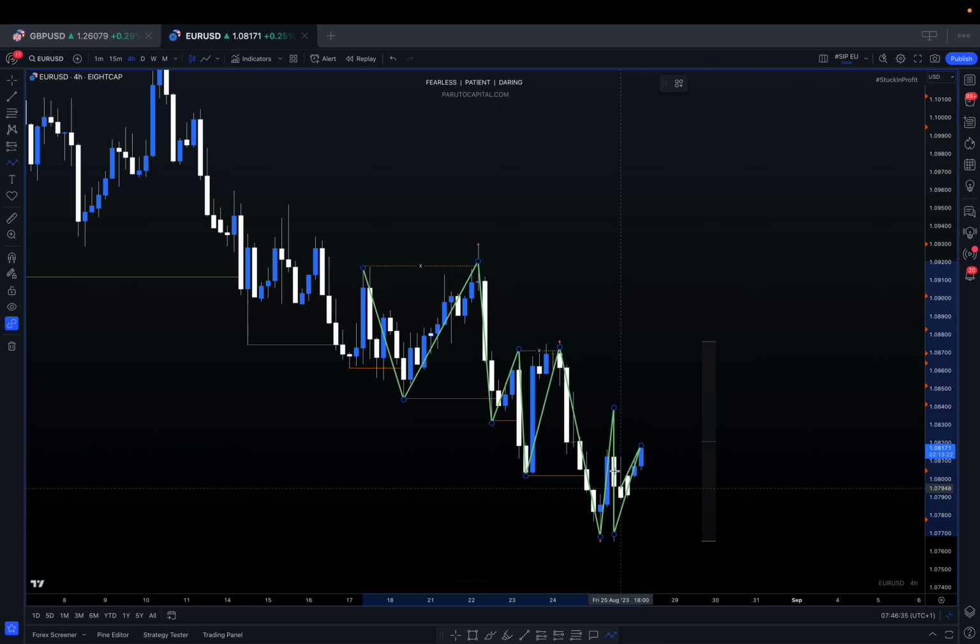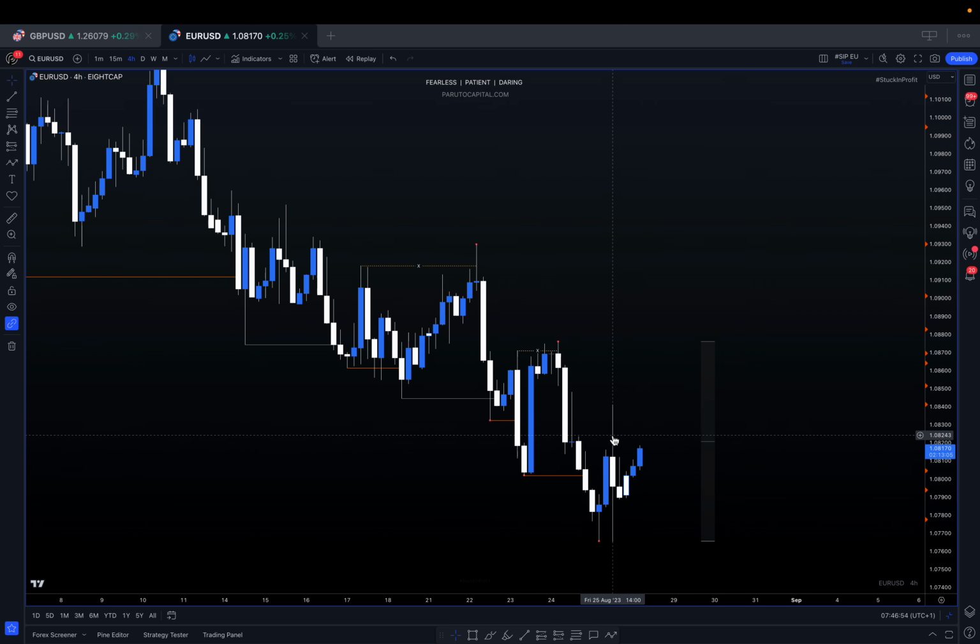So likely because this area here failed to take out this low, this high is likely to go, and we may see a reversal, right? So this is likely what is going to play out. So basically just follow that on the 4 hour and let's see how price develops.